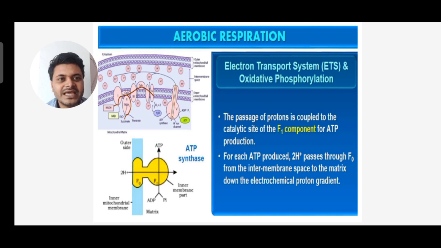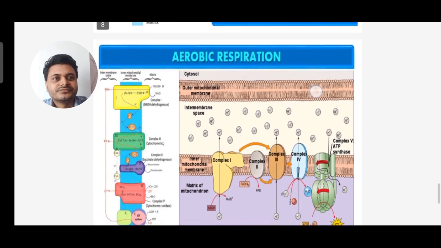For each ATP produced, 2 hydrogen ions pass through F0 from the intermembrane space to the matrix, down the electrochemical proton gradient. You can see in the figure given below, 2 hydrogen ions are pumped and pass through F0 from the intermembrane space to the matrix down the electrochemical proton gradient.